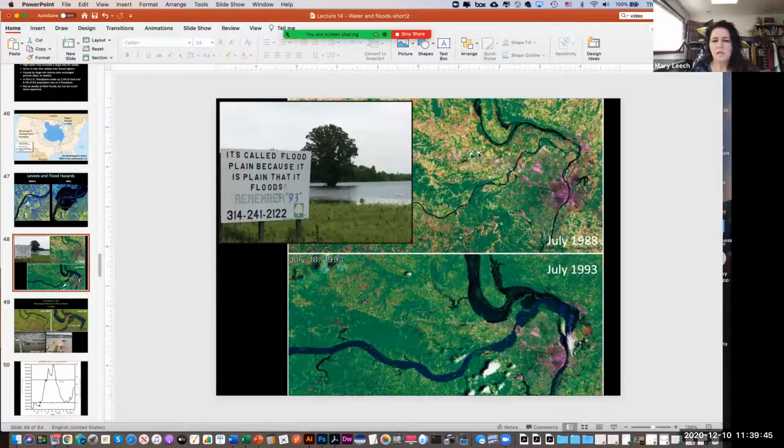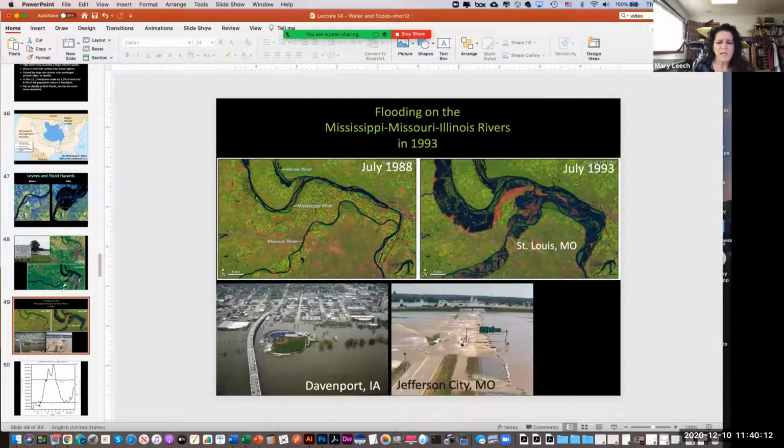Here is the before picture of the Illinois, the Missouri, or I got that backwards. I think it's the Illinois, the Missouri, and the Mississippi. In 1993, this is what it looked like. So this is just the main part of the flooding, but what you can't see is that even this whole area is all flooded. It was a disaster. It looked kind of like this.